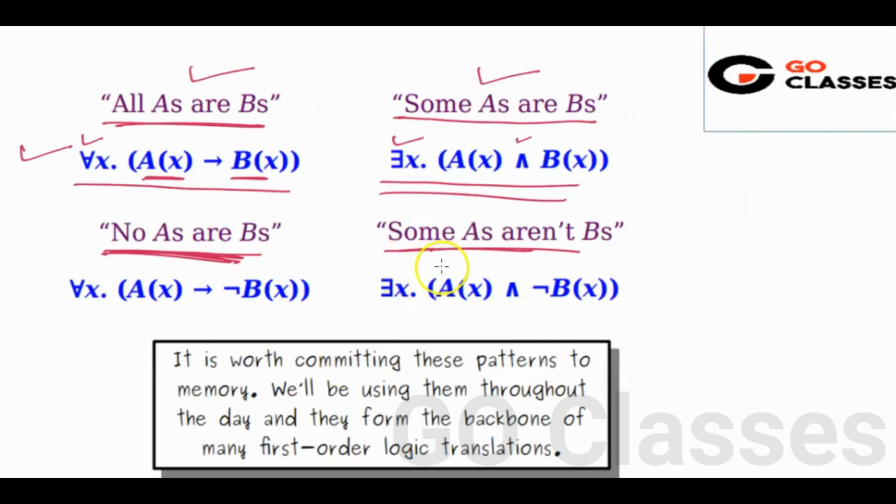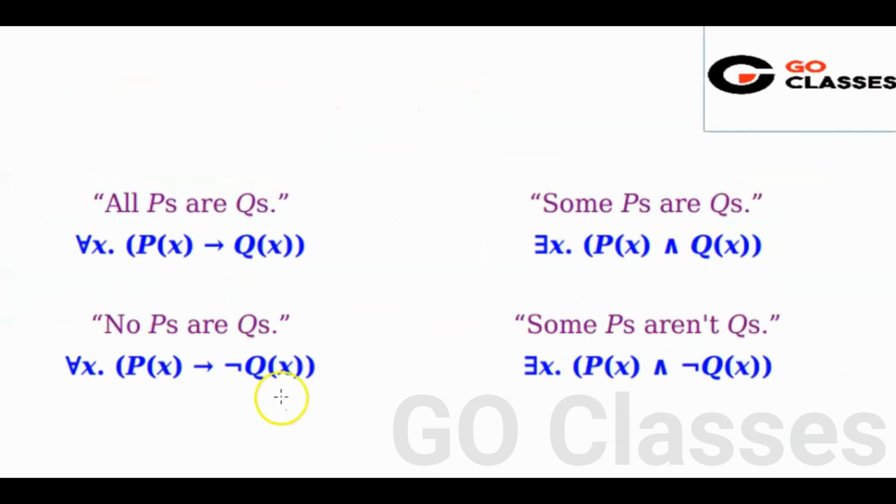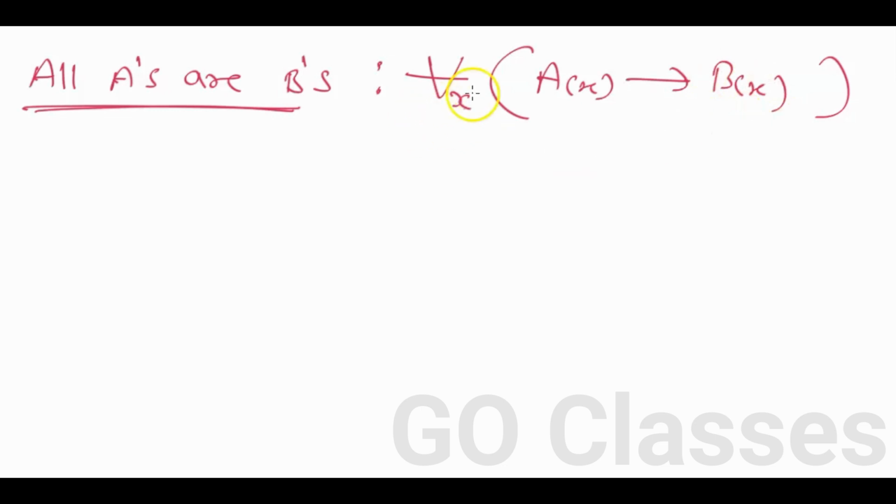So we have seen all these 4 templates and these are very standard templates, and we use them again and again. First is all A's are B's. It means for all X, if it is A then it is B. You can notice with universal quantifier we use implication.